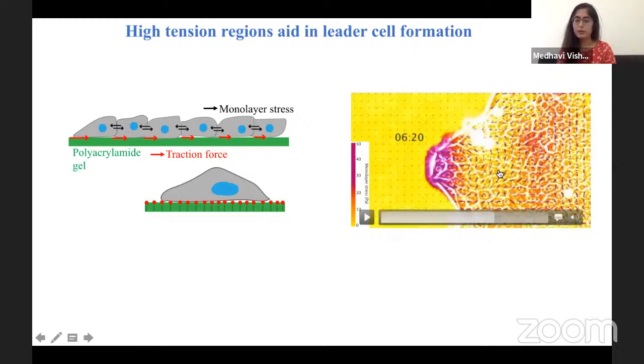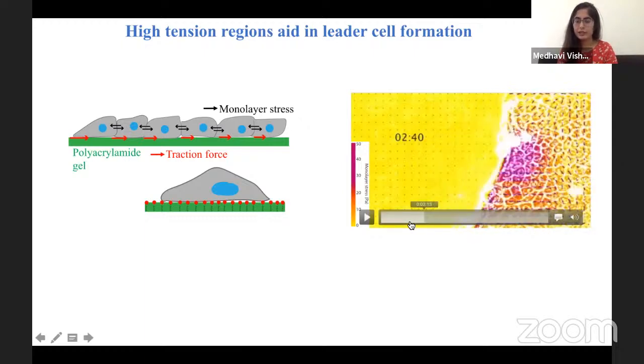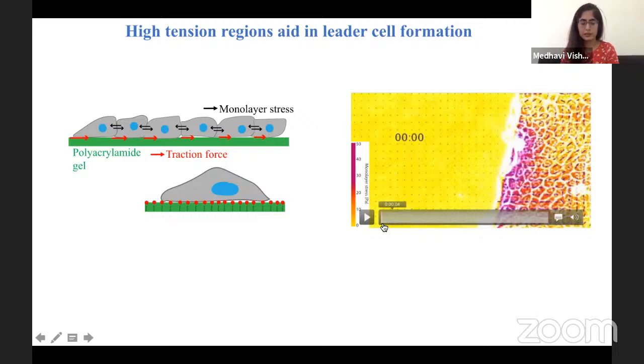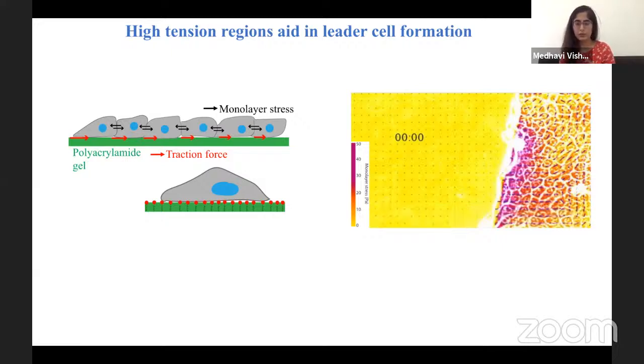So what we hypothesize is that cells in the back are actually exerting some kind of force on the leader cells. And since the forces within the epithelia, people have shown, are mainly tensile, the compressive force element is very low. So there's a lot of tensile forces going on in the epithelial tissues. So what we wondered is, if it's all tensile forces, it could be that these cells are actually pulling onto the cells at the edge and then aiding in the formation of leader cells.